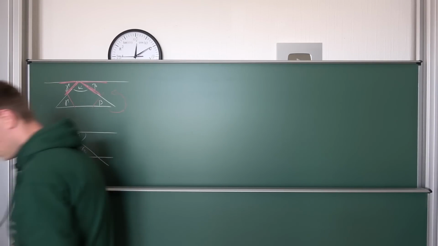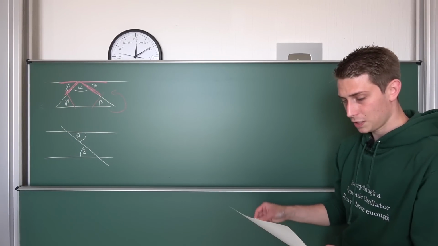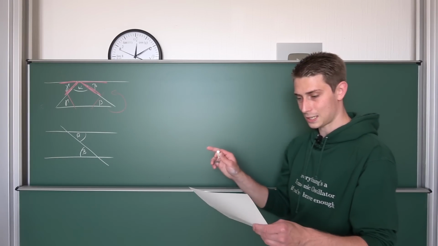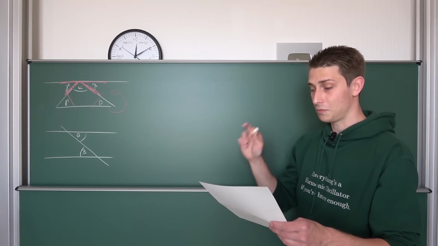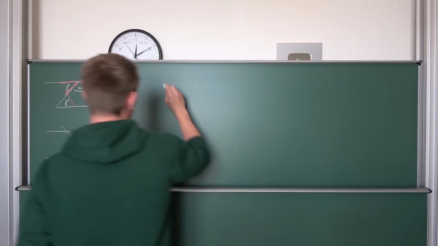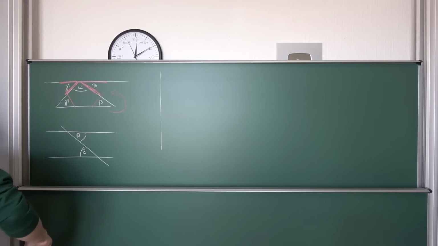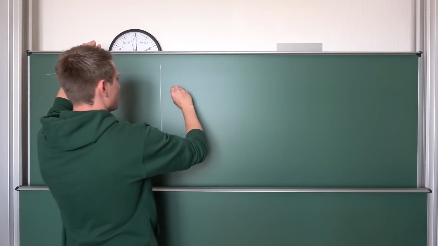The next exercise had something to do with a parallelogram, I think. Prove that the diagonal of a parallelogram divides it into two equal triangles. This should actually be kind of easy. Let me think for a second.